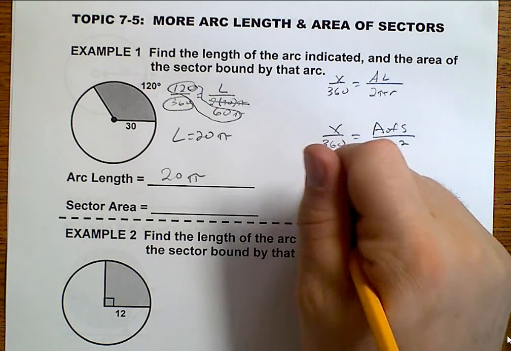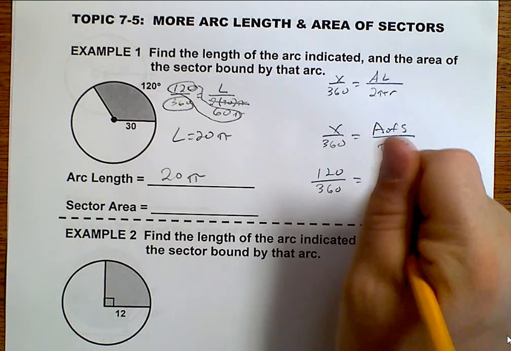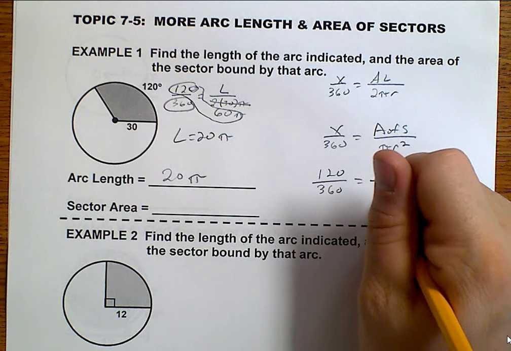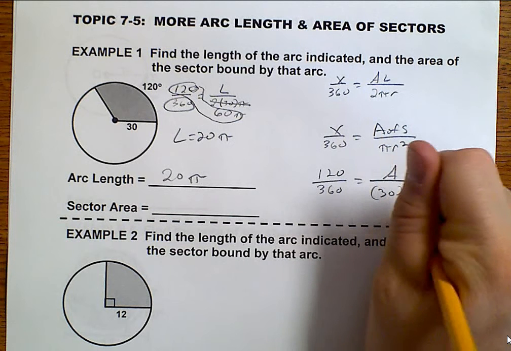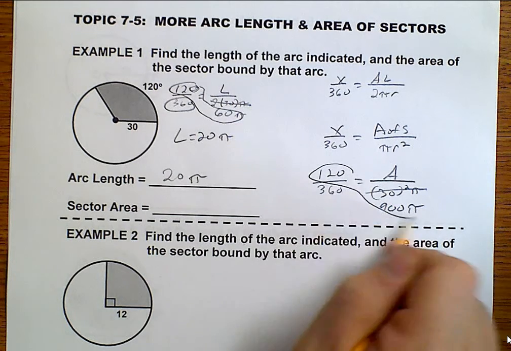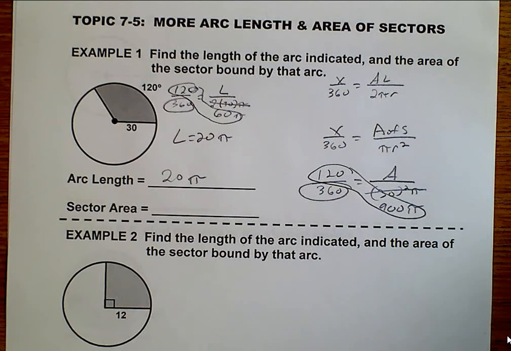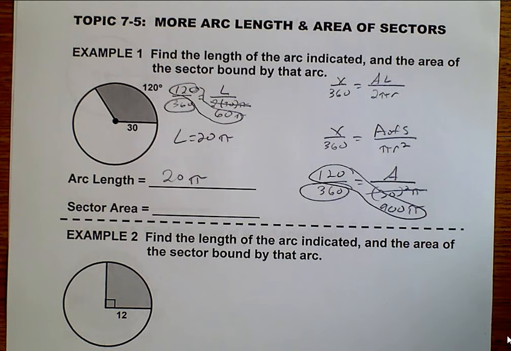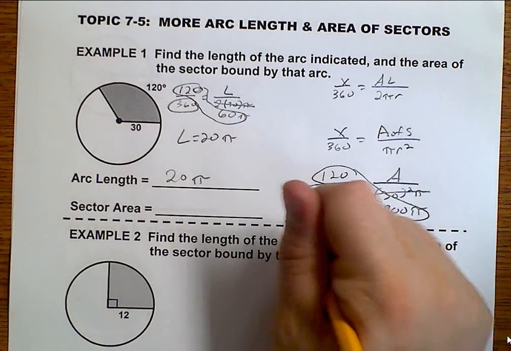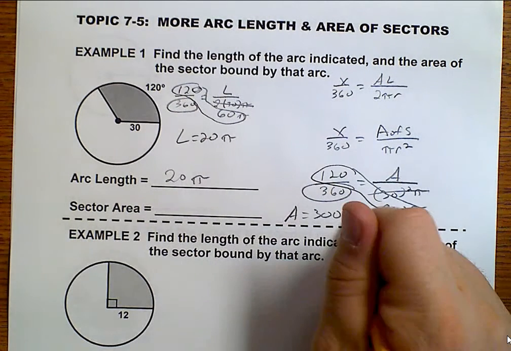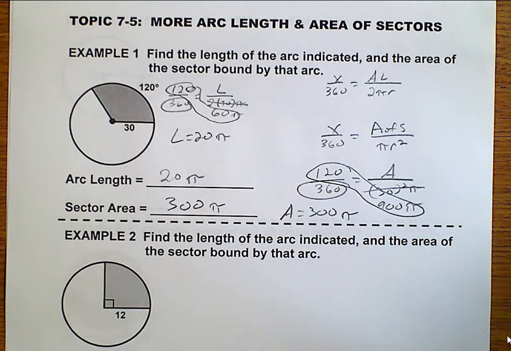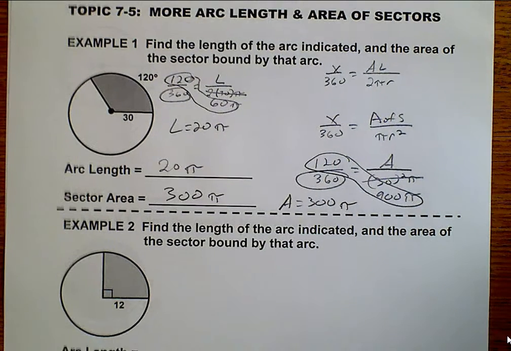And 120 over 360 equals my area over 30 squared pi, which is 900 pi. Cross multiply and divide. 120 times 900 divided by 360 equals 300 pi. So that's example 1. Let's go ahead and move on to example number 2.